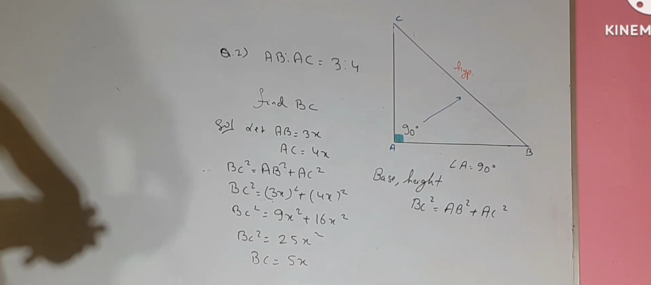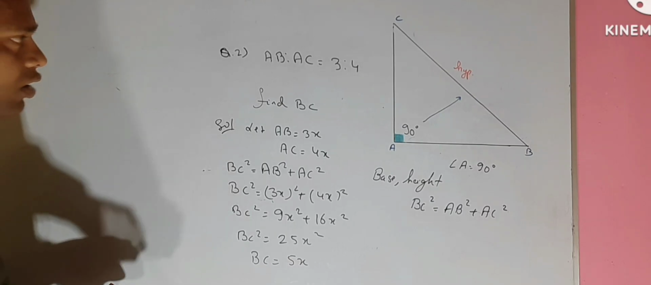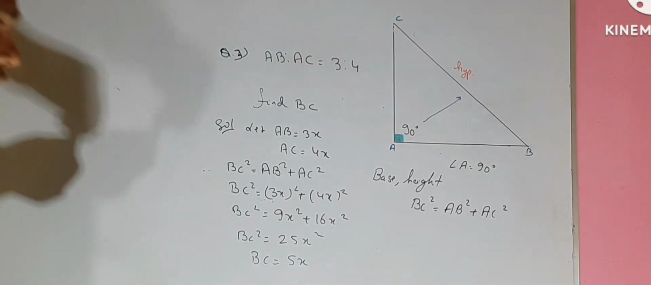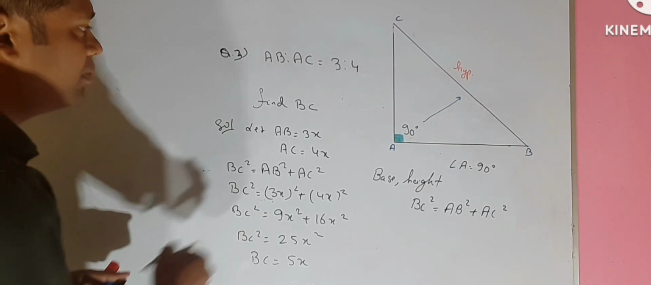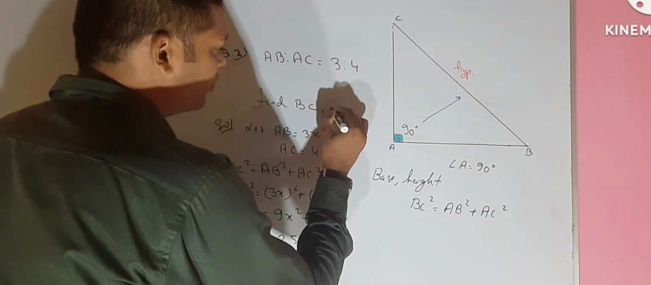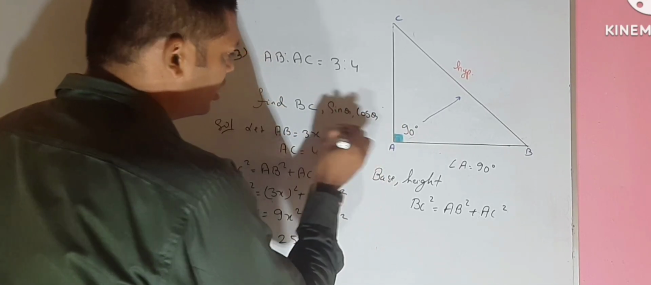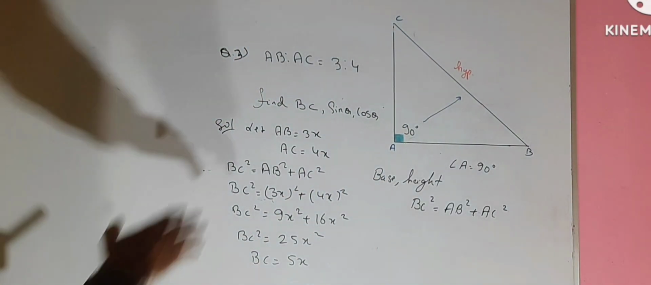Now, the same question, but I am making a small change in this one. Copy down the same question as question number 3, but we will make a small change. We have to find out sine theta and cos theta. So this is question number 3.